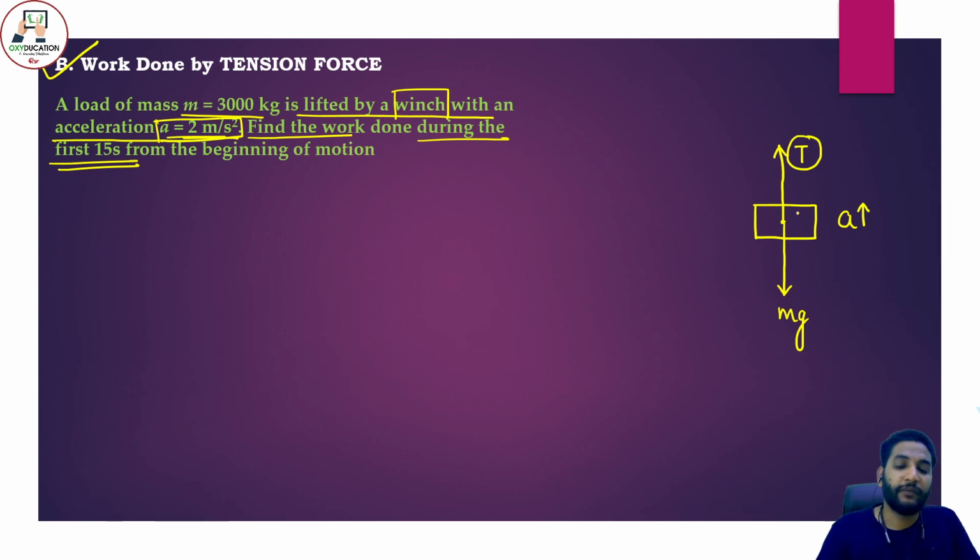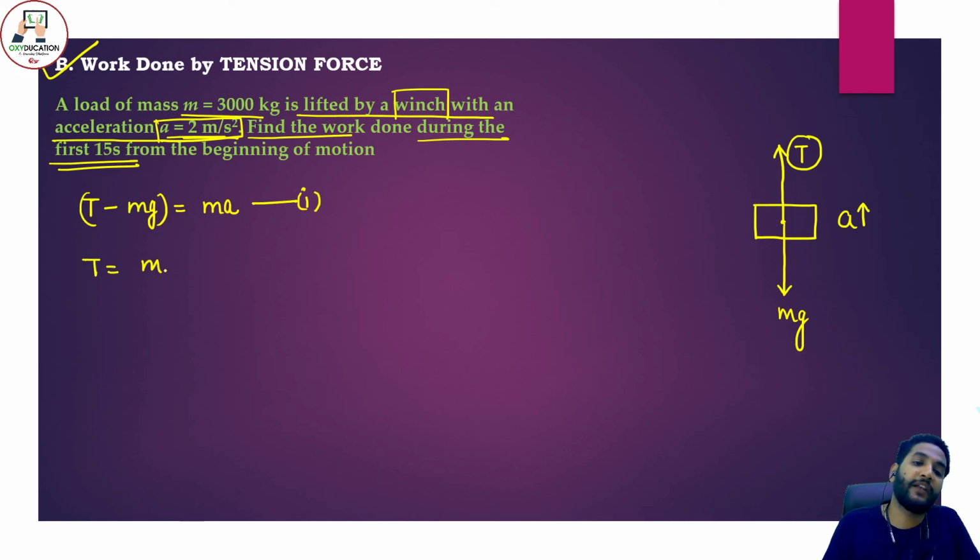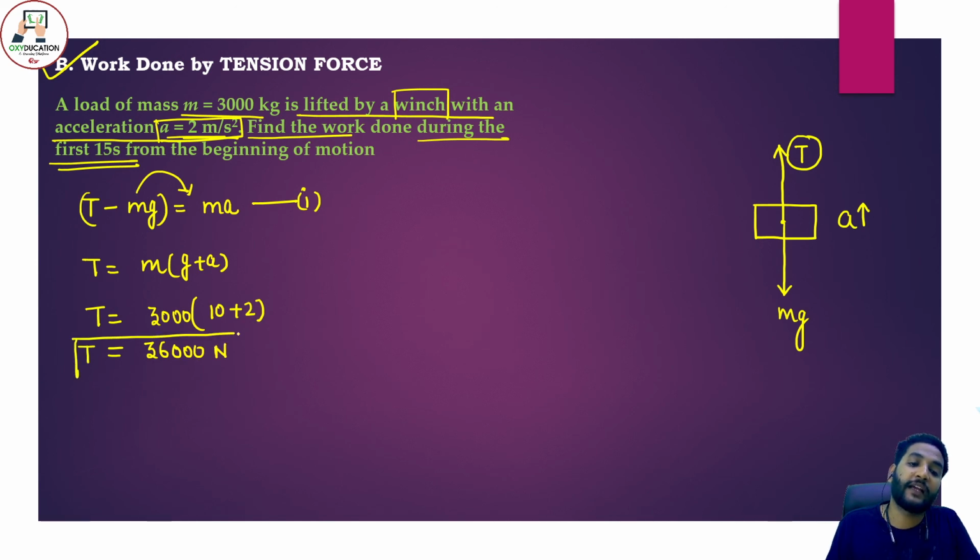In this case, we can apply Newton's second law. The upward force is T, the downward force is mg, but still the whole body is moving with an acceleration a. This is equation number 1. So we can say T must have a value m(g plus a). We have transferred it here. If you want to calculate, you can calculate its value. How much is m? It is 3000. The value of g, let's suppose 10, the value of a is 2, so how much is it? 36000 newton of tension is actually acting.